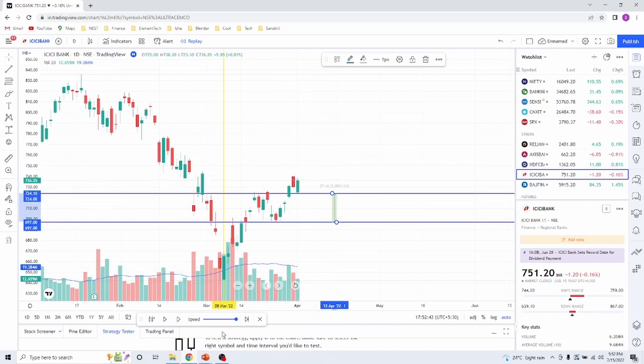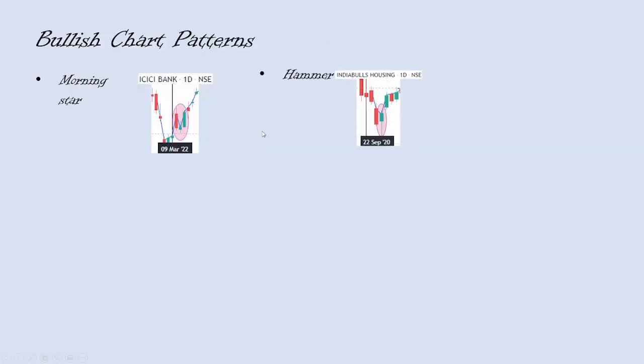So that's morning star. So going back to the PPT, there is another pattern which is known as the hammer. It's called the hammer because if you see this green candle, the wick above the green body is very small, and the wick below the green body is very big. So it is actually looking like a hammer.